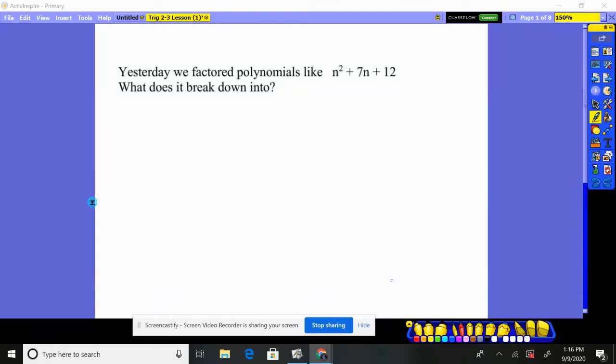All right, so yesterday we factored polynomials like n squared plus 7n plus 12. And so what did this break down to? Well, if you remember, we took that final number and said, hey, what multiplied together gives us 12? So we said, 1 and 12, maybe 2 times 6 or 3 times 4. Any of those could have produced this final bit of 12. However, only one set of them could produce this middle term of 7. And that was the 3 and 4.